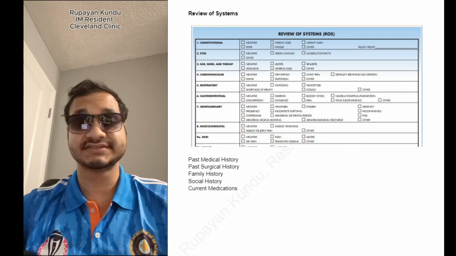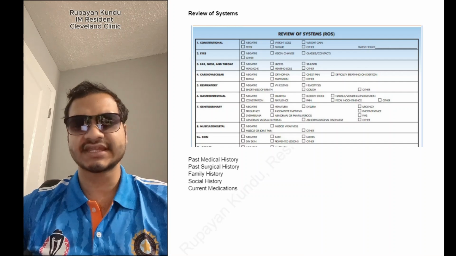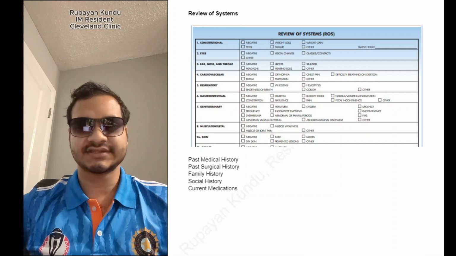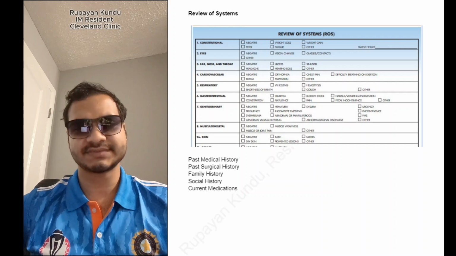Next is the review of systems. Review of systems means there is a chart. I think it's in the EMR system in every hospital possible.